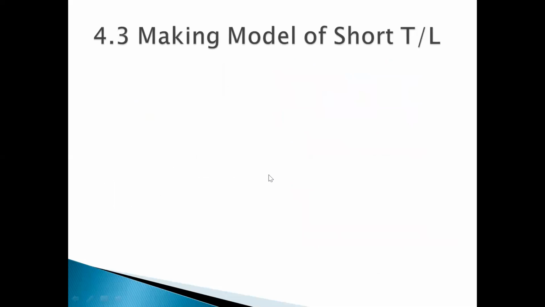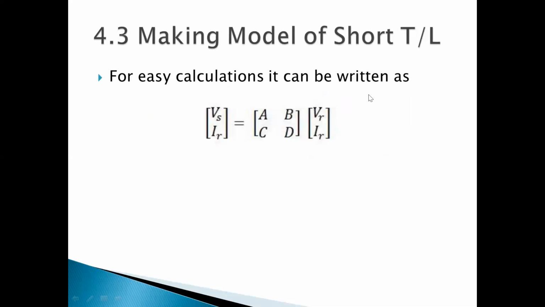So let's move towards making the model of short transmission lines. As I have told you, in matrix form we can write like this, okay? A, B, C, D. If someone asks you to find the matrix of constants, you can just write A, B, C, D.